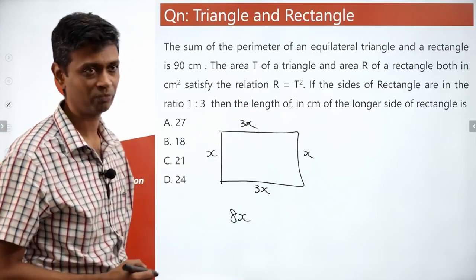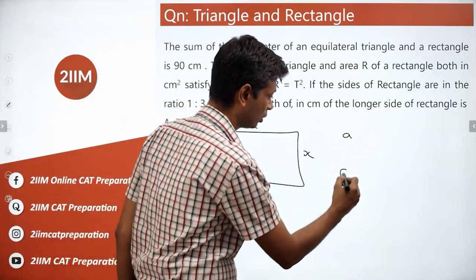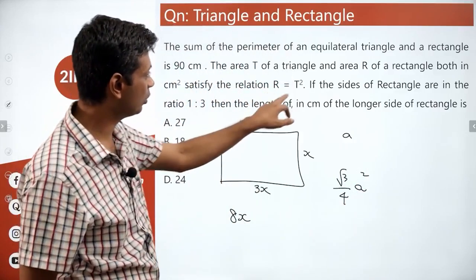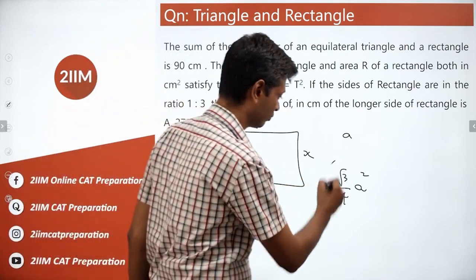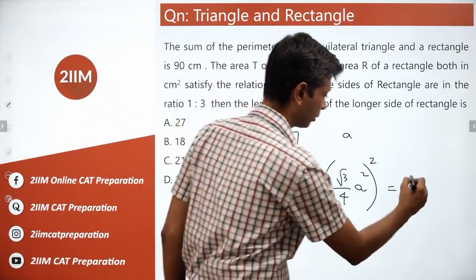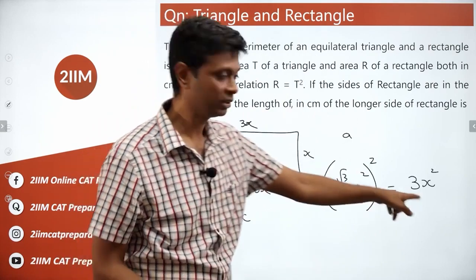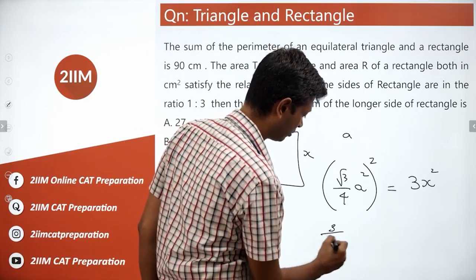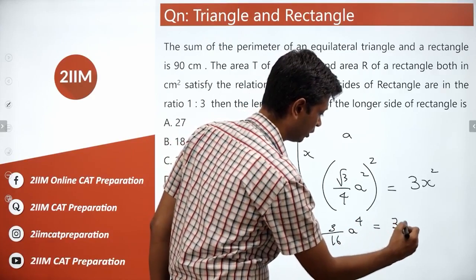Lovely. The area T of the triangle and area R of a rectangle, both in centimeter square, satisfy the relation R equals T square. First of all, let's say side of the equilateral triangle is a, and area would be root 3 by 4 a square. And so R equals T square. So if you square this, that should be equal to area of the rectangle, which is 3x square. Root 3 by 4 a square, the whole square is 3 by 16 a power 4 equals 3x square.